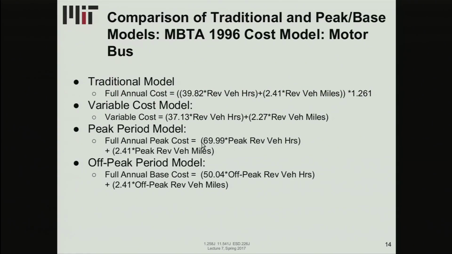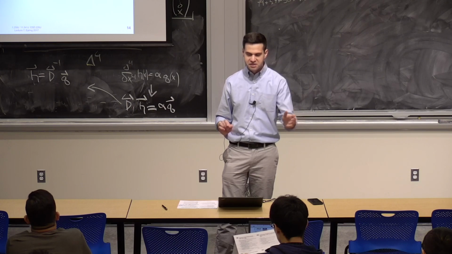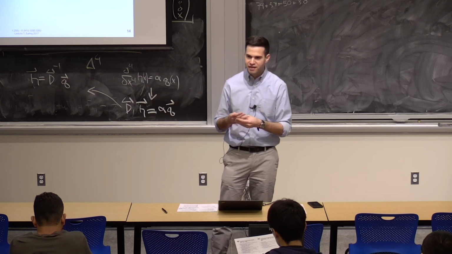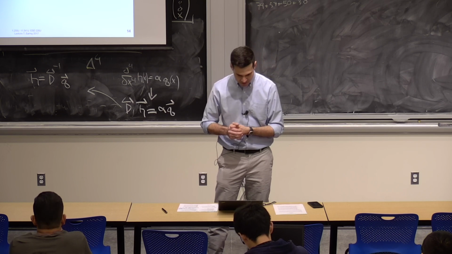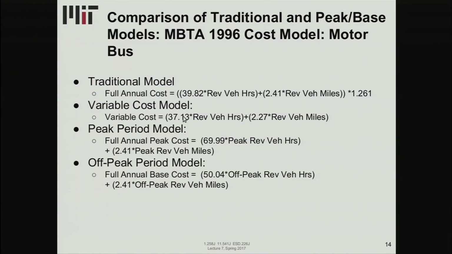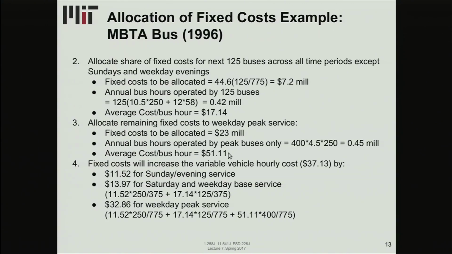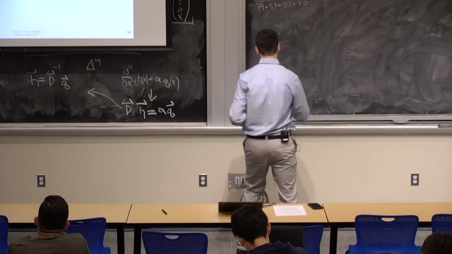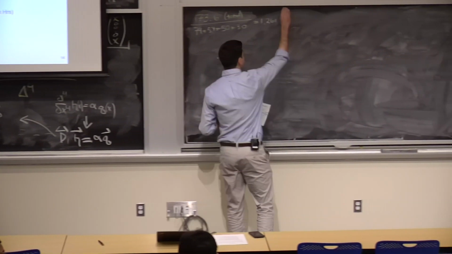So this is our full annual peak cost model. And if we want to increase peak only service, we use this model, not the other one. And it'll reflect more faithfully what the costs will be. We can do the same with off-peak service. So we take the $37.13, and we can add the combination of the portion of it that is $11.52 and the portion of it that is $13.97. Let's do that on the board so that you have the example.